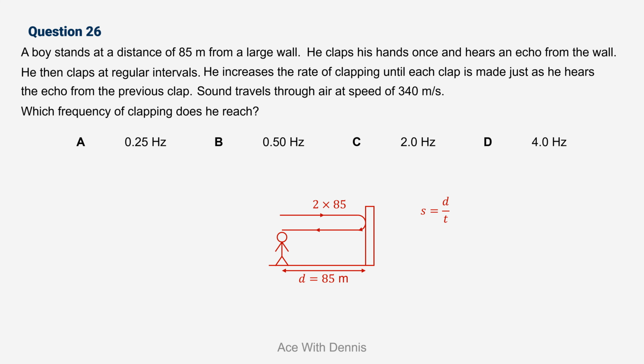From the formula of speed, s equals d over t, where d is the distance and t is the time. We rearrange the formula to make the time the subject, t equals d over s. So the distance is 2 times 85, divided by the speed, which is 340 meters per second. We calculate the value, and the time is 0.5 seconds. Then to get the frequency, we use the formula f equals 1 over t, which is 1 over 0.5 in this case, and we get the frequency is 2 Hz. Hence, the answer is C, 2.0 Hz.